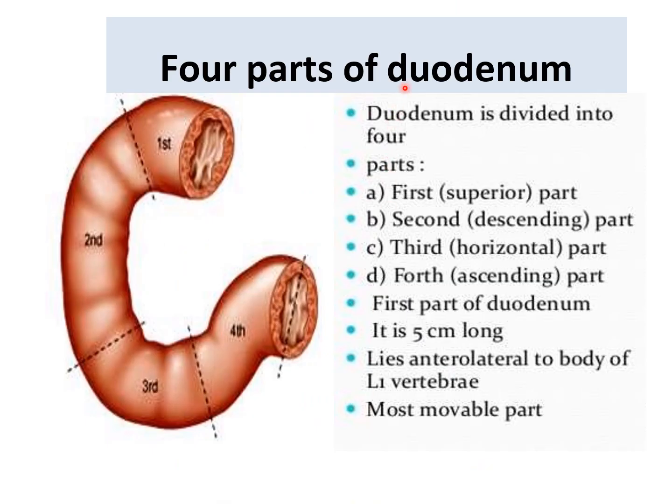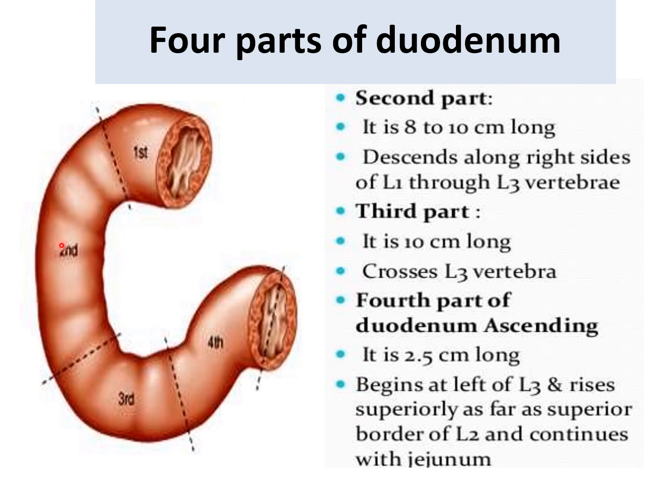About the 4 parts of the duodenum. The duodenum is further subdivided into the following parts: superior, descending, horizontal, and ascending. In this image, you can see the superior part, the descending part, the horizontal part, and the ascending part. The first part, the superior one, is 5 cm long. It lies anterolateral to the body of the L1 vertebra, and it is the most movable part.